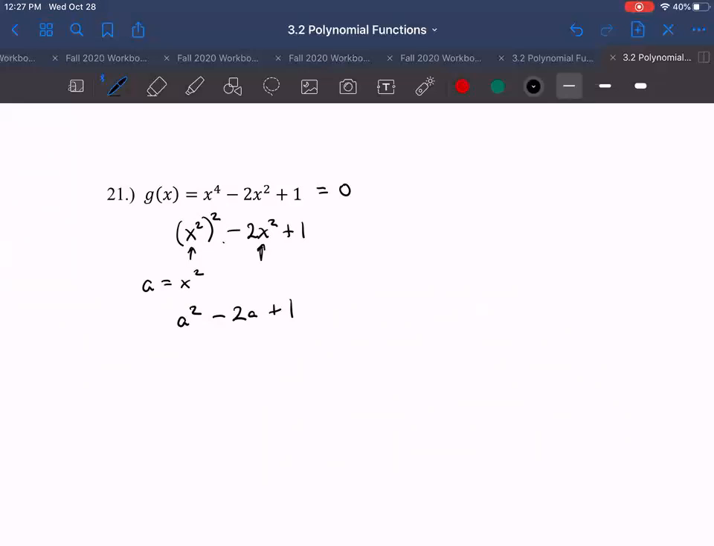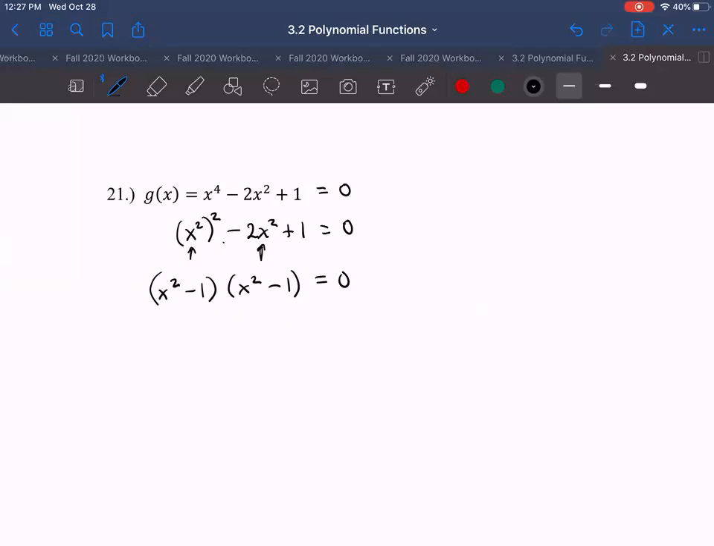So I'm going to treat the x squared as though it's one thing and actually do the factoring according to it. And when I do that, I just have to ask myself, what multiplies together to give me 1, but adds up to give me -2? And so that's going to be x squared minus 1 and x squared minus 1, of course, equals 0.